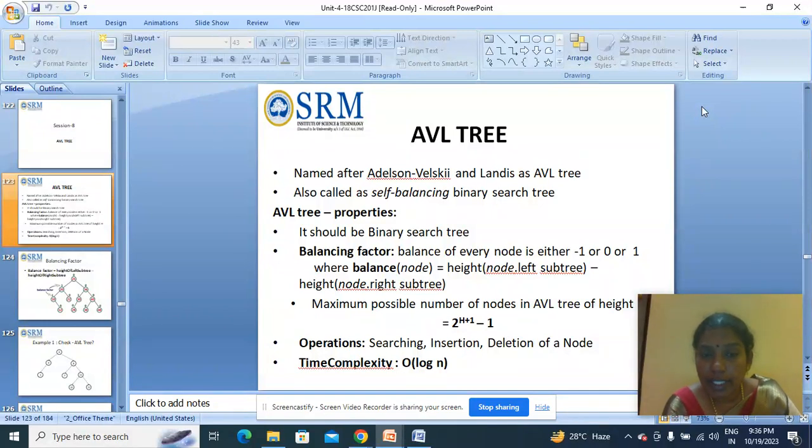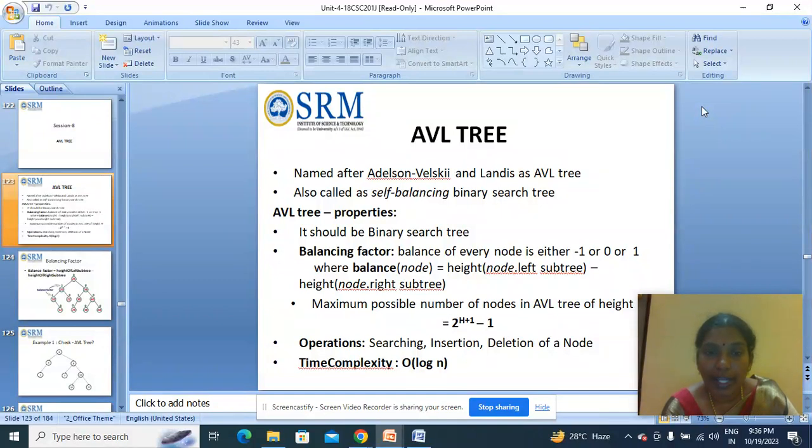So an AVL tree is nothing but a self-balanced binary search tree, or ordered binary search tree. Here everything is the same as a binary search tree. The only extra condition here is the balancing condition. So in an AVL tree, it's a balanced binary search tree. How can we check the balancing condition of the AVL tree? That we will discuss in detail in this session.